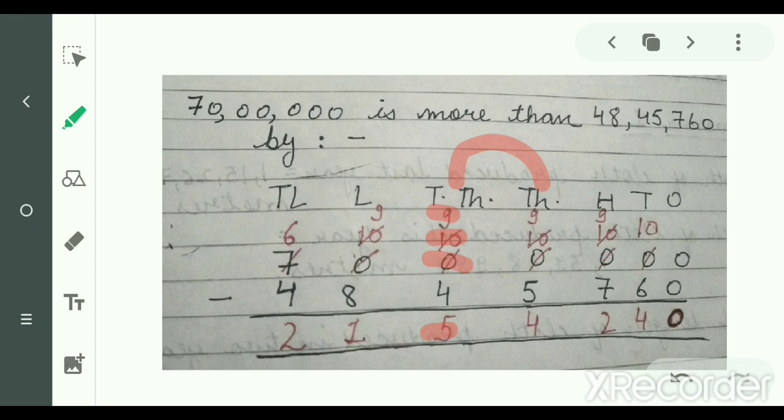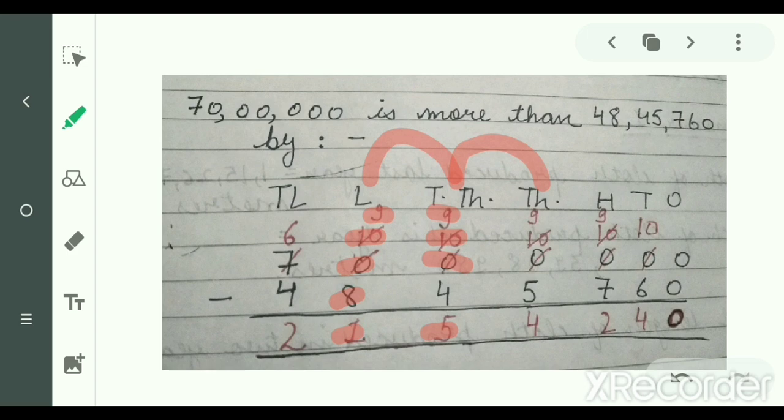At lakh place also we have 0 minus 8. 0 is less than 8. So this operation is also not possible. So this 0 will become 10 here, as this 0 has given one borrow to the digit at the 10 lakh place. So this 10 will become 9 here. So 9 minus 8 we have 1 here.